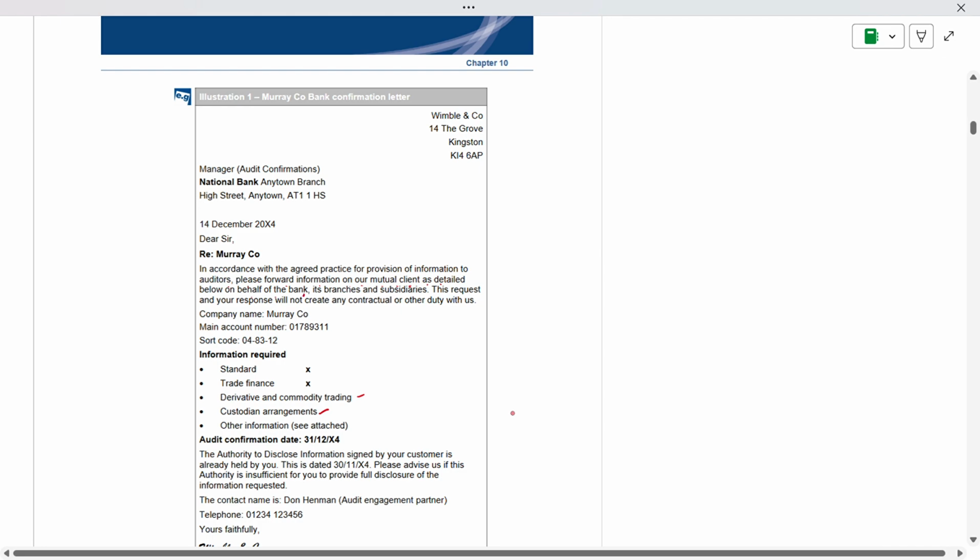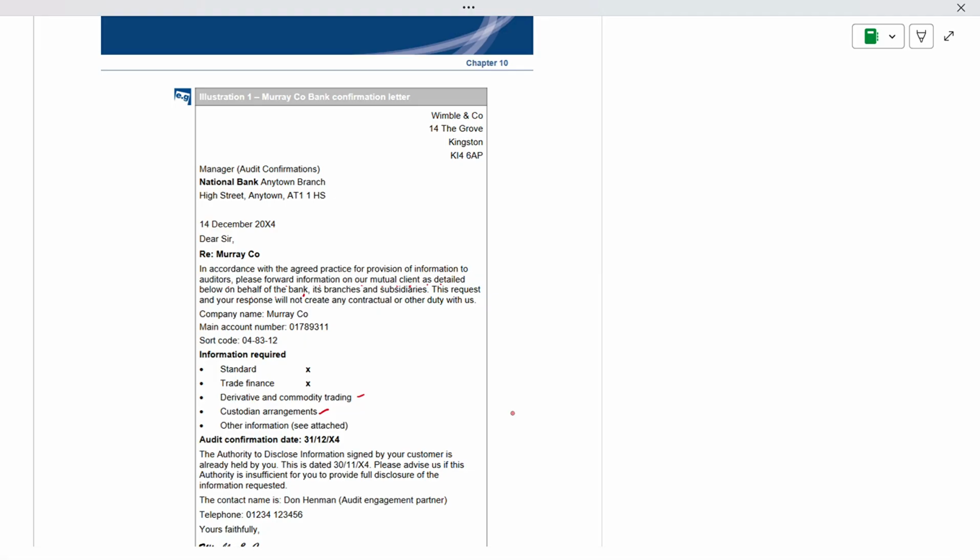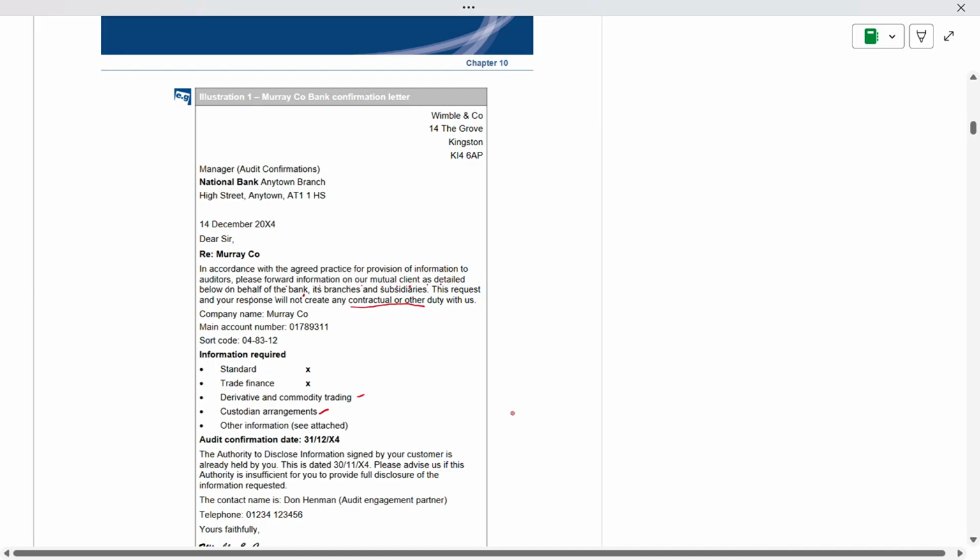So they are replying. Who is replying, and who is it coming from? It is the manager audit confirmation, National Bank. In accordance with the agreed practice of provision of information to auditors, please forward information of the mutual client as detailed on behalf of the bank. Your request or response will not create any contractual or any other duty with us. They gave the company name, source, all the things. Information required: 1, 2, 3, 4, 5.